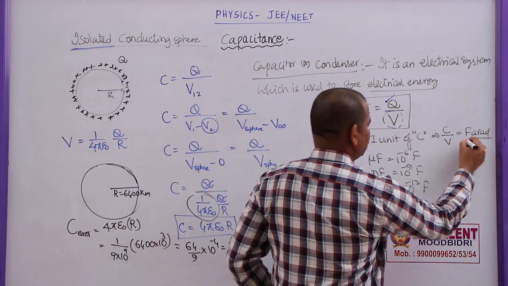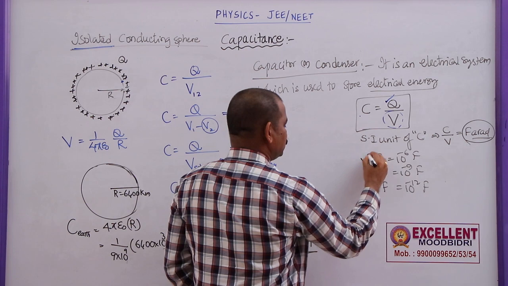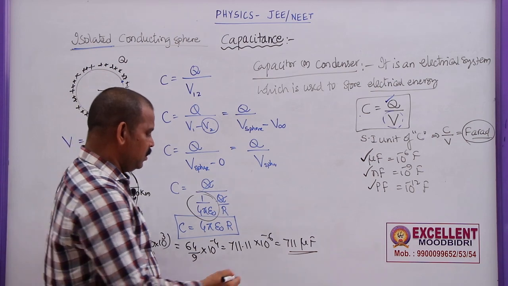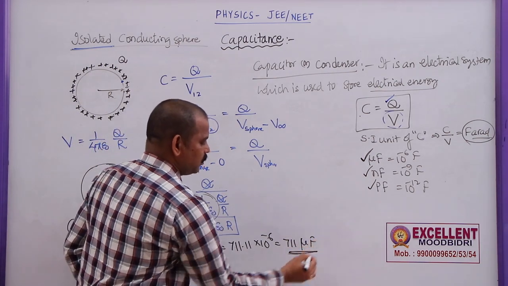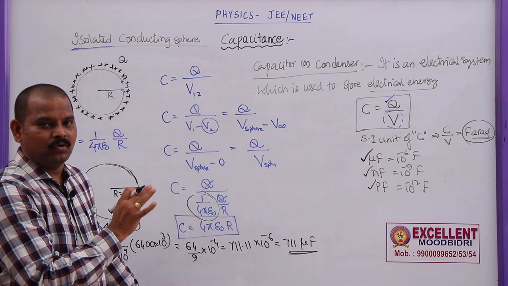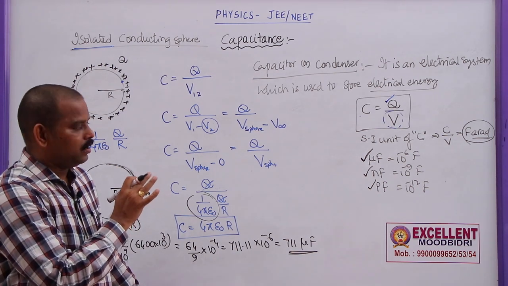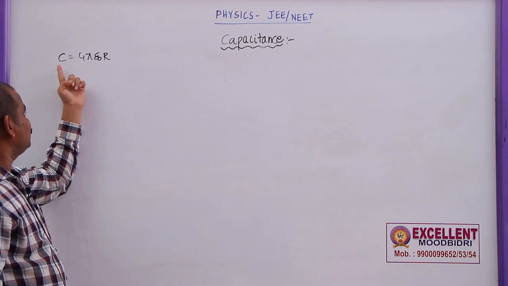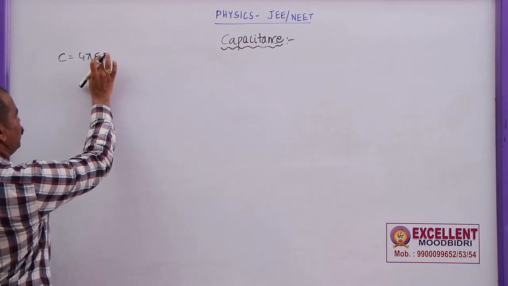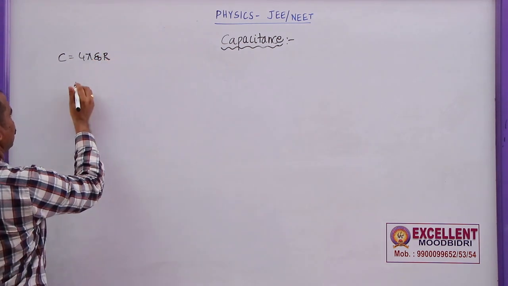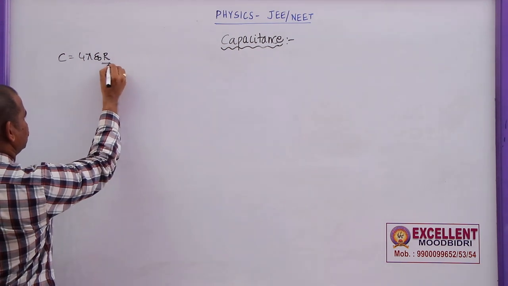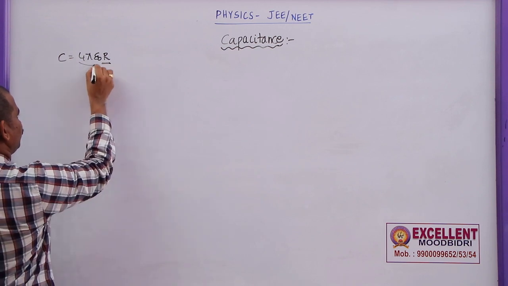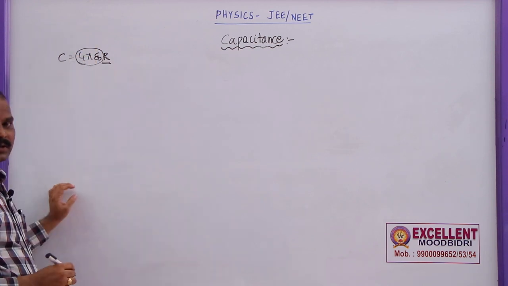The SI unit of capacitance is the farad, but as I told you, in general it is measured in micro, nano or pico. Even though the size of earth is very large, you can see this is less than 1 farad. So generally the farad is a very big value, so we measure this in micro, nano or pico farads. The capacitance of an isolated sphere is given by 4 pi epsilon naught r. Here r is the radius of the sphere and 4 pi epsilon naught is a constant.